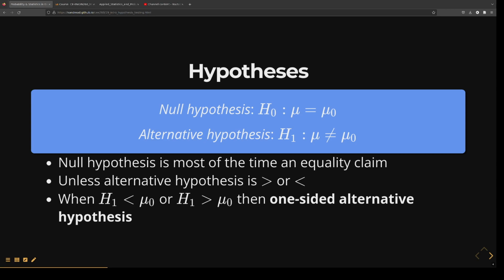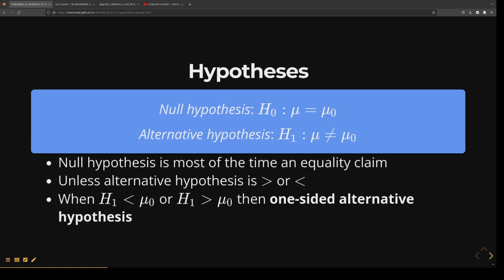And most of the time, the null hypothesis is an equality claim, unless the alternative hypothesis is not an inequality, but is greater than or less than a certain threshold. We've talked about this in terms of, for example, the upper bounds or lower bounds. So sometimes in engineering especially, we care about minimum or maximum values. So then the alternative hypothesis would be formulated along inequalities like that, greater than or less than.